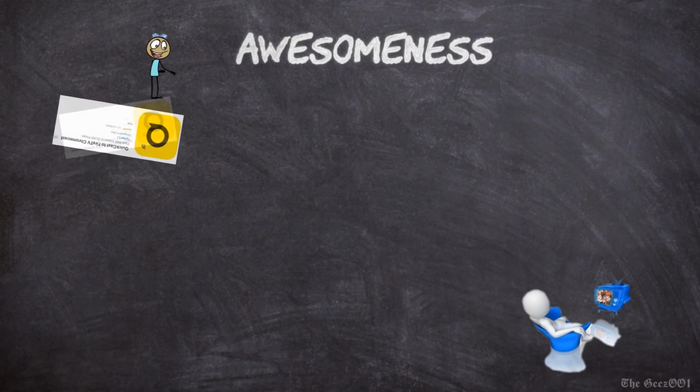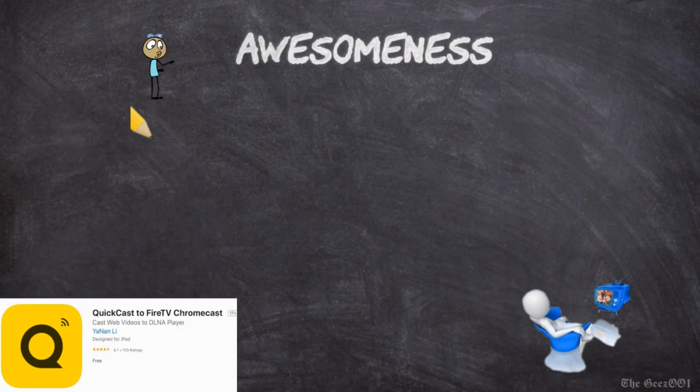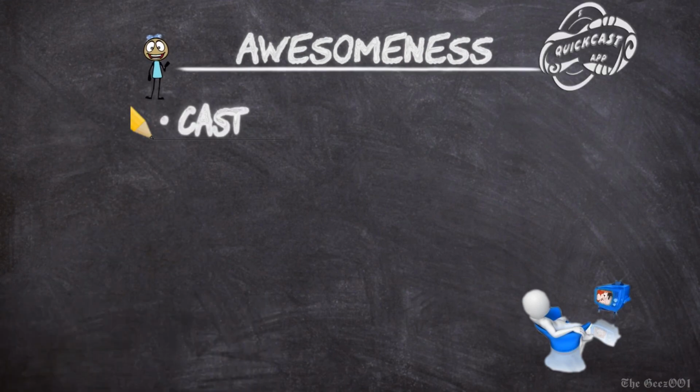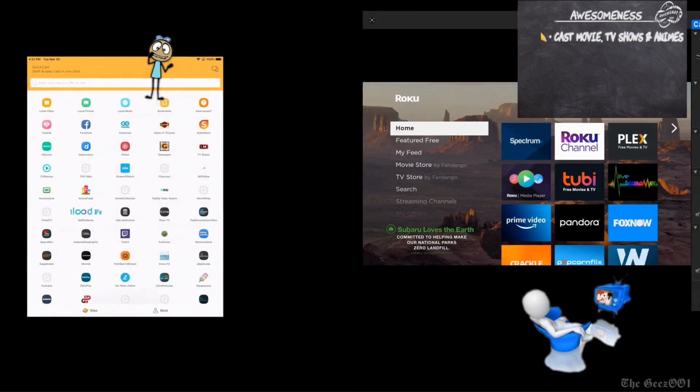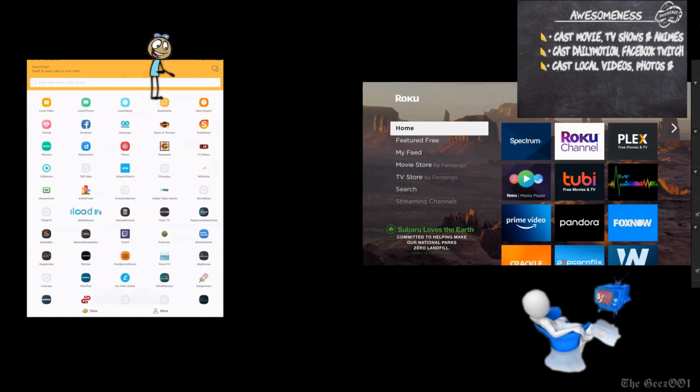My fifth and final app is Quickcast. You can cast anime, movies, and TV shows with this app, as well as Dailymotion, Facebook, and Twitch, and even your local videos, photos, and non-iTunes music stored on your iPhone. It basically provides links to tons of websites that can be cast to your Roku.